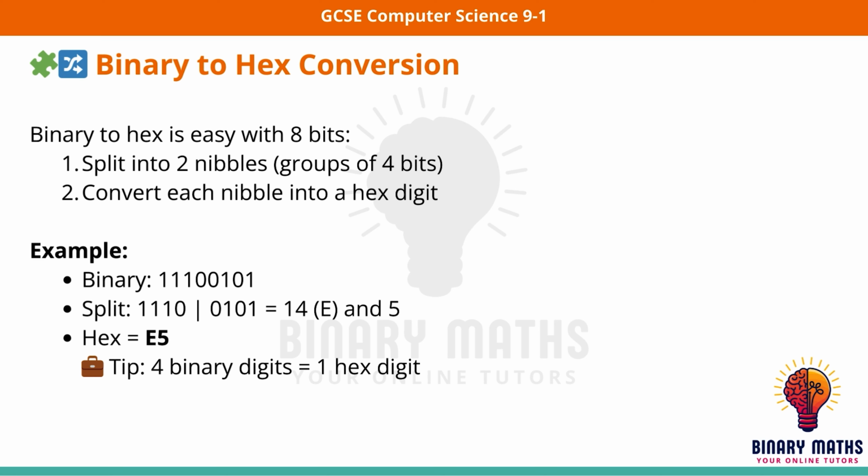So 1110 0101 in binary would be E5 in hexadecimal. This works because 4 bits map perfectly to one hex digit.